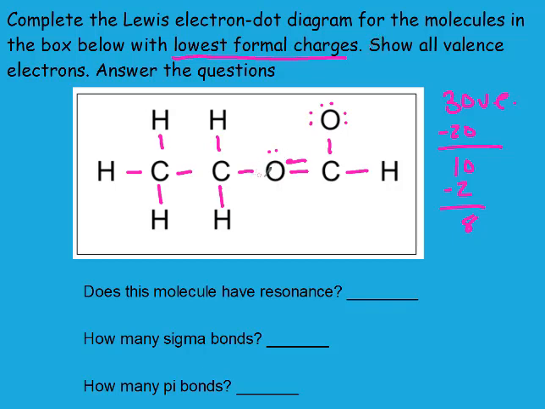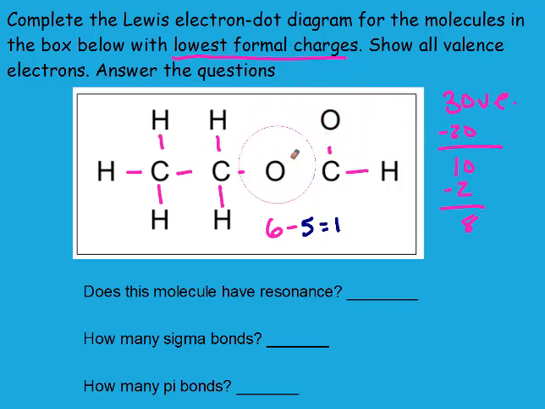This oxygen would have 6 minus 1, 2, 3, 4, 5. That's a positive 1. And then this oxygen would be 6 minus 1, 2, 3, 4, 5, 6, 7. That's a -1. So those aren't zeros. They don't have to be zeros, but it's more likely to be correct if they're zeros.